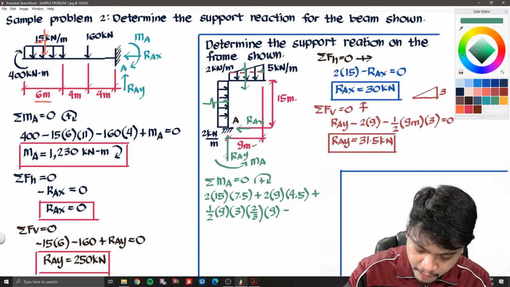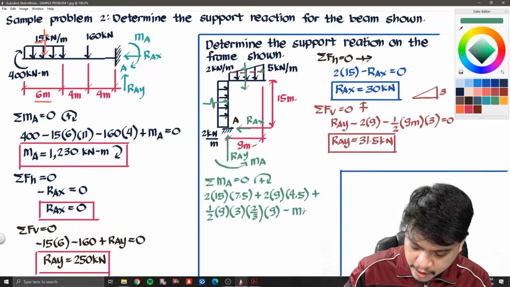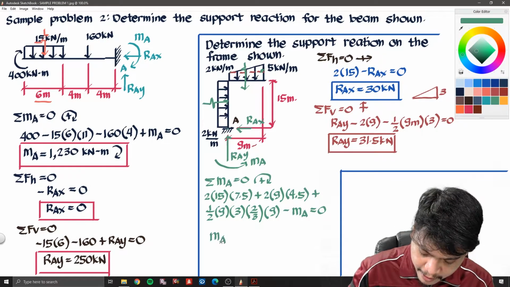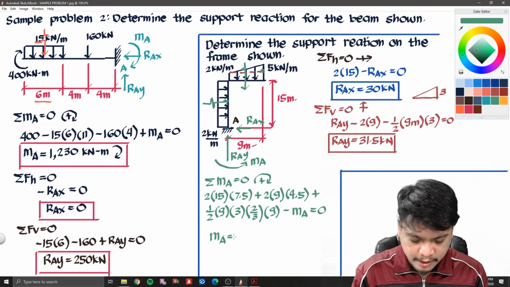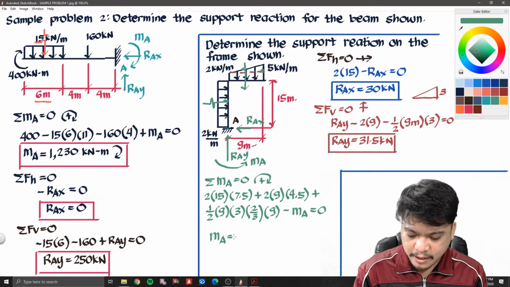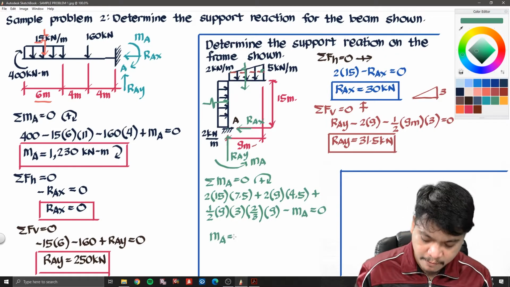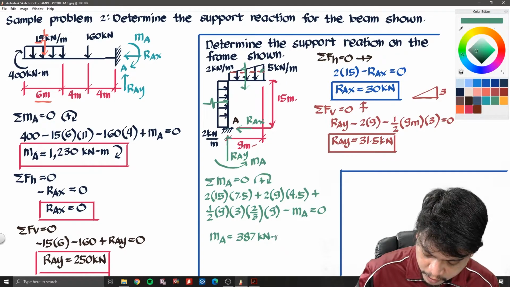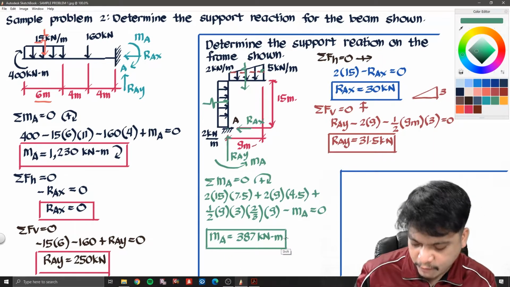So I have here the moment. So yung moment ko at A is counterclockwise, so minus MA, and set to 0. So we will now have the value of moment at A. So that's around 2 times 15 times 7.5 plus 2 times 9 times 4.5 plus 0.5 times 9 times 3 times 2/3 of 9. So we will have the moment equal to 387 kilonewton meter. So this is now the answer for the reactions of this structure.